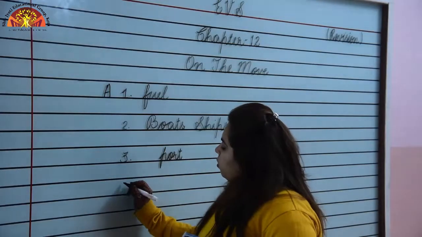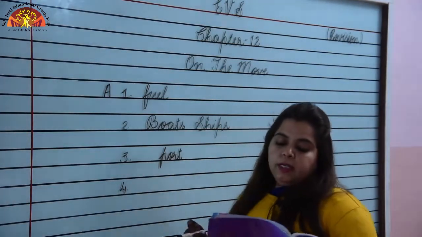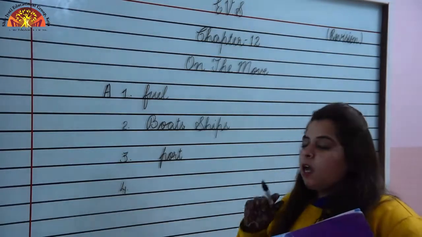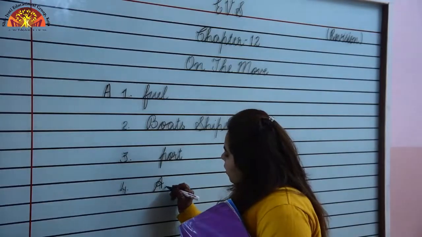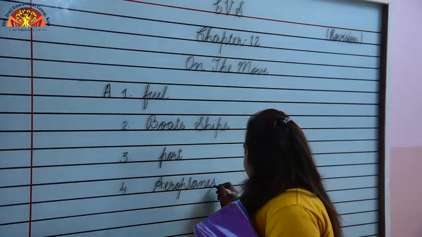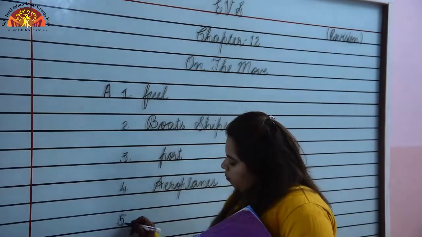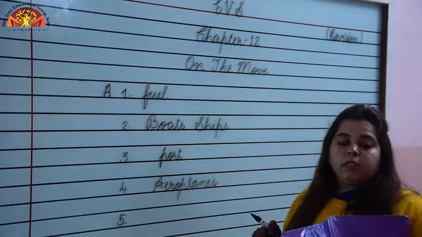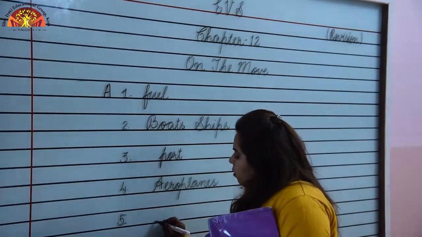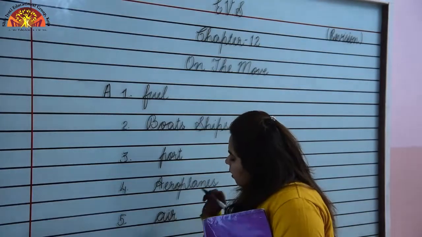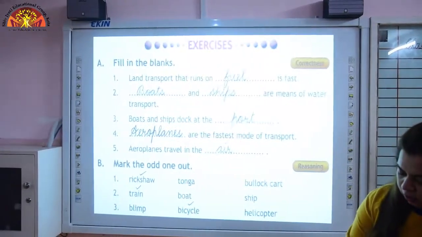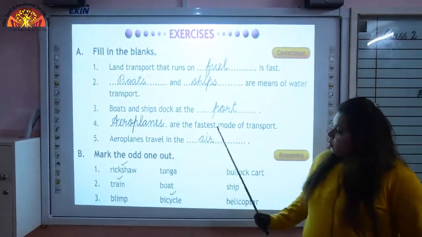P-O-R-T, port. Number 4, dash are the fastest mode of transport. Now what are the fastest modes of transport? Aeroplanes. A-E-R-O-P-L-A-N-E-S. Number 5, aeroplanes travel in the dash. Where do aeroplanes travel? They travel in the air. A-I-R, air. I hope you have learned all the spellings with me. Now let's revise the next question, children.